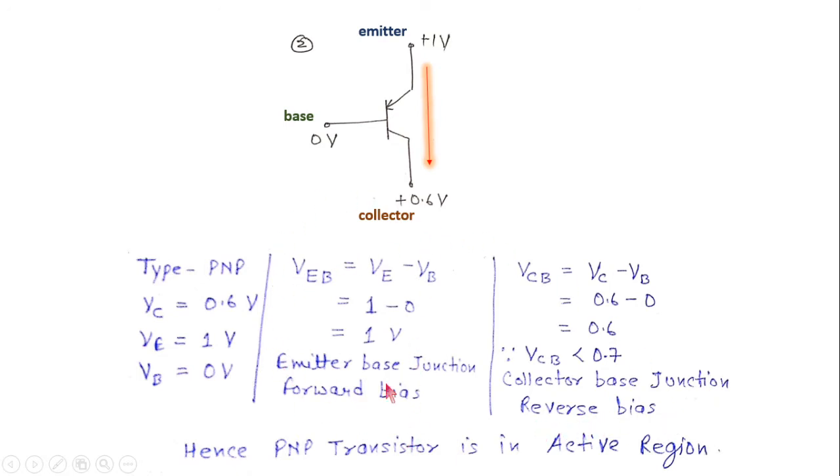When the emitter base junction is forward bias and the collector base junction is reverse bias, this particular transistor operates in active region, irrespective of the type of transistor, whether it is NPN or PNP. For both transistors, if the emitter base junction is forward bias and collector base junction is reverse bias, the transistor operates in active region. Here this transistor is PNP, hence the PNP transistor is in active region.